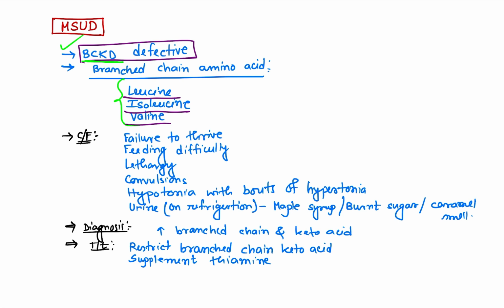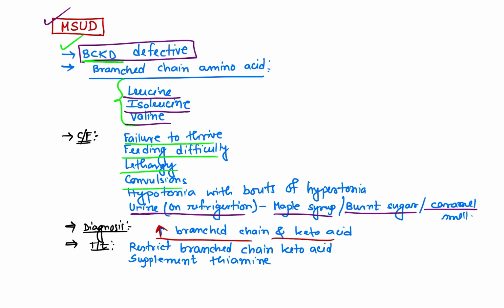So what are the clinical features of maple syrup urine disease? Failure to thrive, feeding difficulty, lethargy, convulsion, hypotonia with bouts of hypertonia, and one special feature, urine smells like maple syrup or burnt sugar or caramel. That is why this disease is named maple syrup urine disease, and diagnosis is made by estimation of branched chain keto acid. So branched chain amino acids and keto acids are elevated because of the defective enzyme.